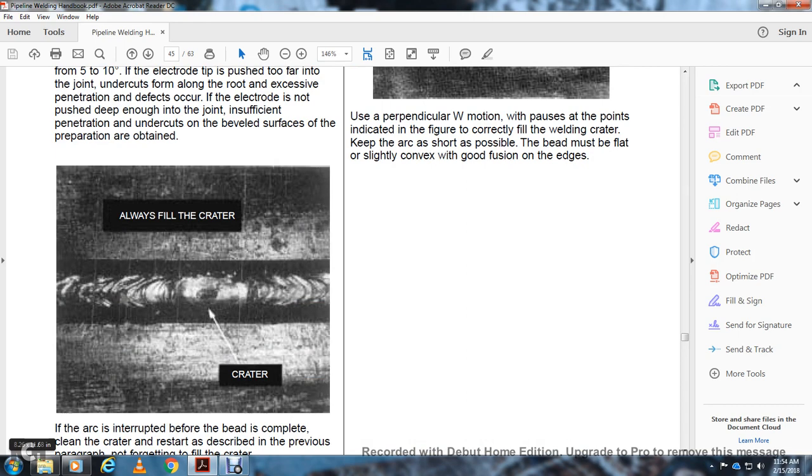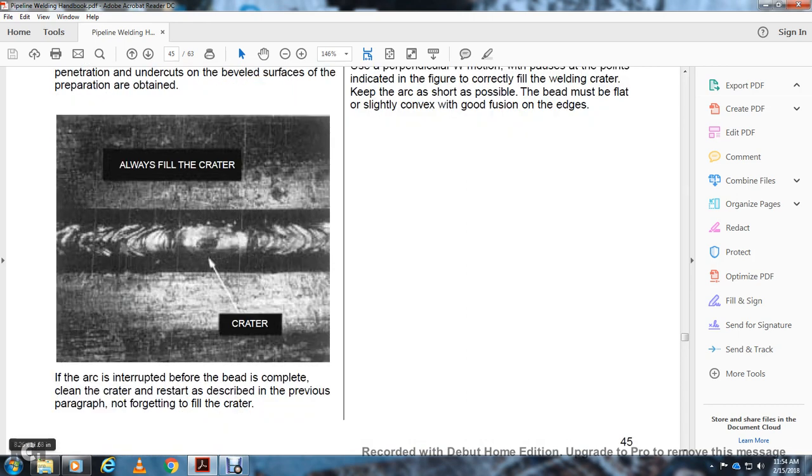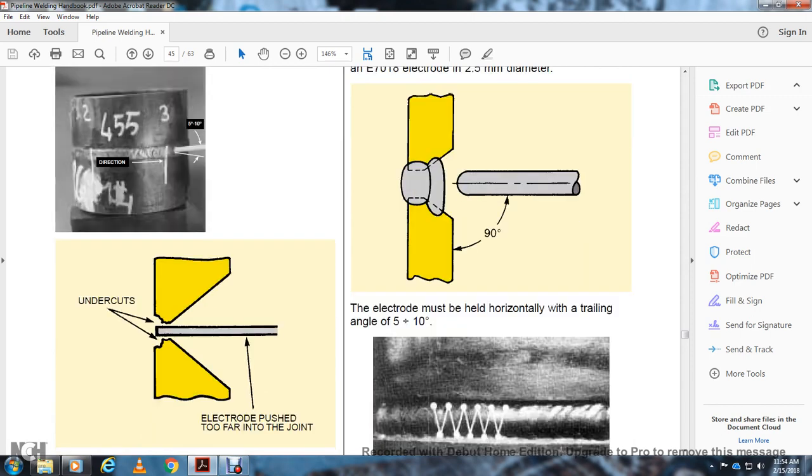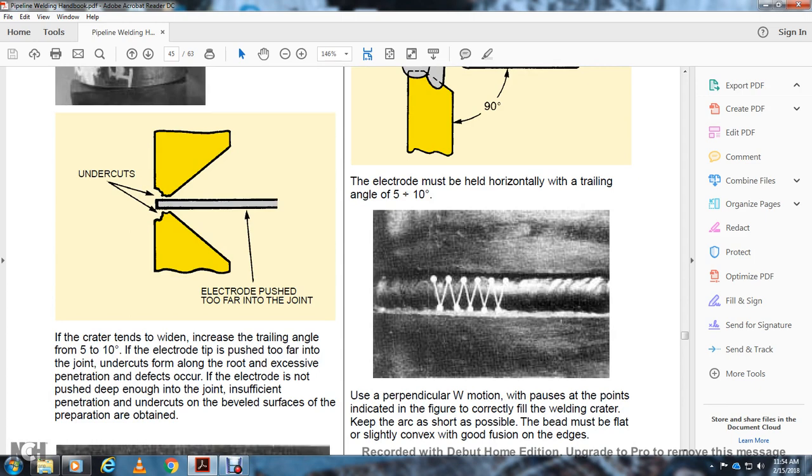Always fill the crater when the arc is interrupted, completing the crater with the restart and distributing, as described in the previous paragraph. Do not forget to fill the crater. The second filling bead pass must be carried out with the E7018 electrode, 2.5 millimeter. The electrode must be held horizontally with a trailing angle of 5 to 10 degrees. Use a perpendicular W motion along the path of the position indicated in the figure, correcting the welding crater, and keep the arc on the shore.